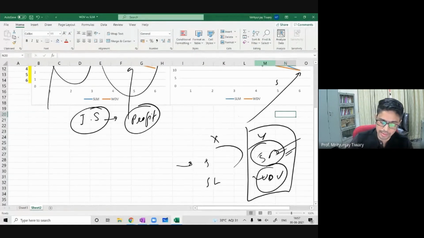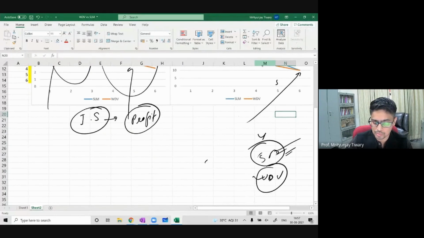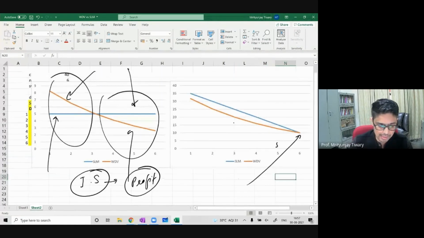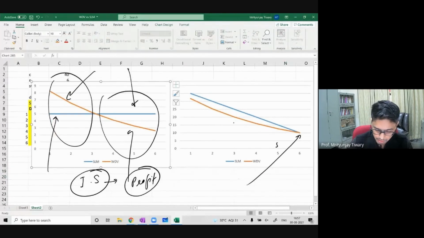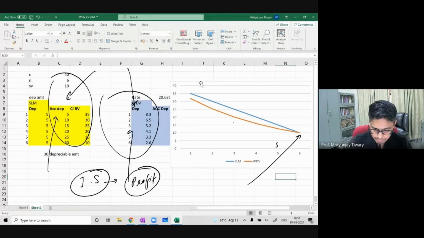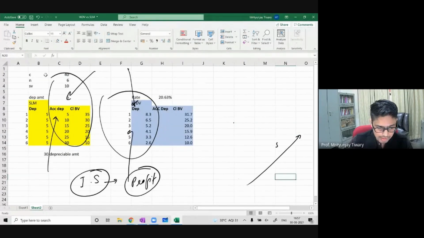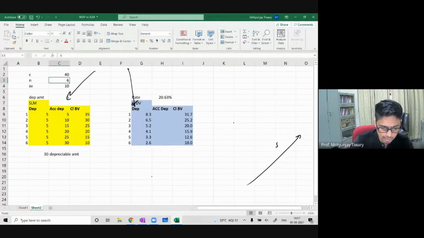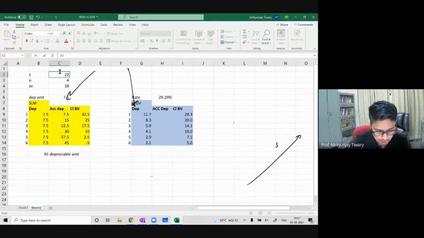Okay, so let me quickly create this example that I wanted to do, wherein I wanted you to see a very peculiar example. So for this, I will change the numbers. I will make the numbers slightly easier. So let me get rid of these. I want to change the number of years to 4. Let us say you have an asset for rupees 22 lakhs with a salvage value of 2 lakhs.